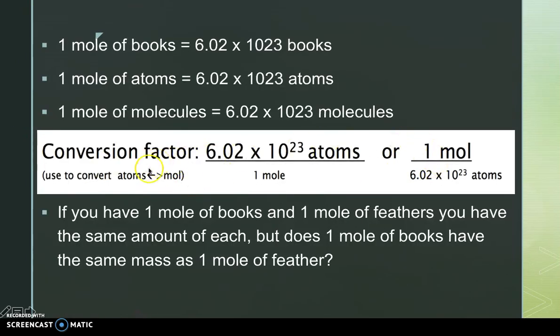And write down this white bar too, conversion factor. So if I'm going from atoms to moles, I have atoms. There's Avogadro's number of atoms in 1 mole, okay? And again, these should be to the power of 23, sorry. So 1 mole of books is 6.02 times 10 to the 23rd books, okay? 1 mole of molecules is 6.02 times 10 to the 23rd molecules. So if you have 1 mole of books and 1 mole of feathers, you have the same amount of each. But does 1 mole of books have the same mass as 1 mole of feathers? Okay, write down your answer and we'll talk about that in class.